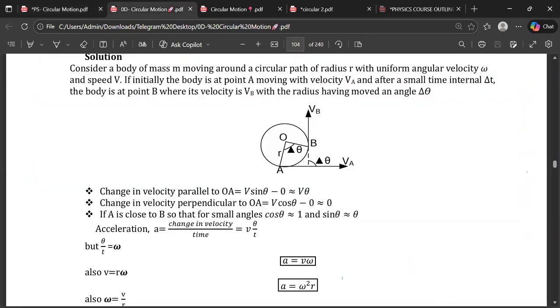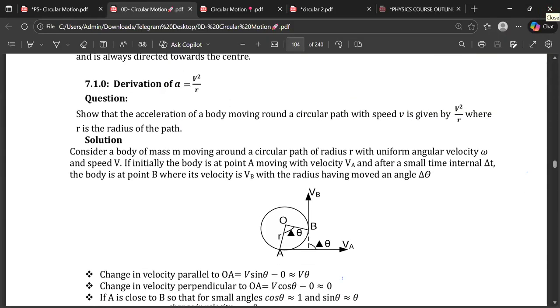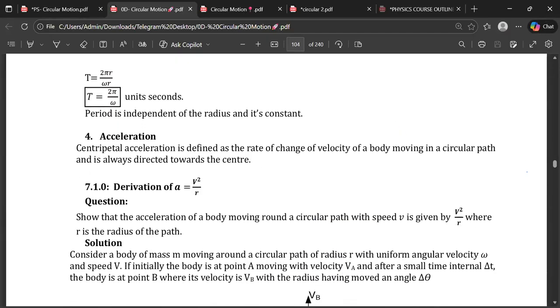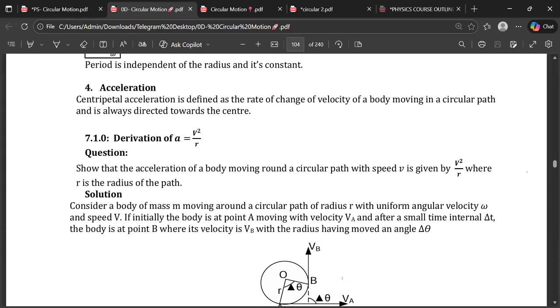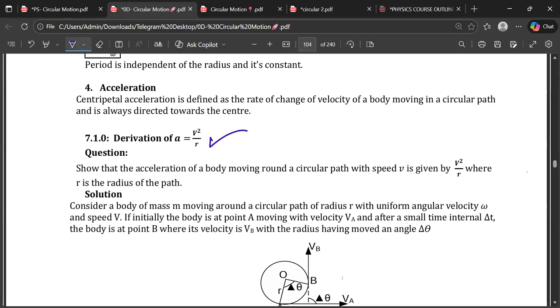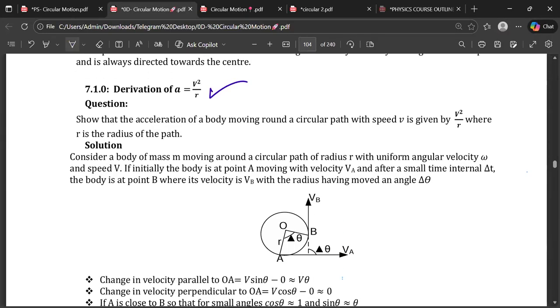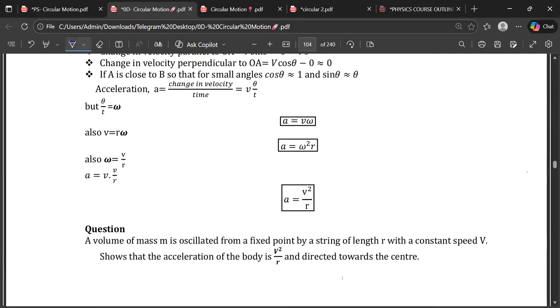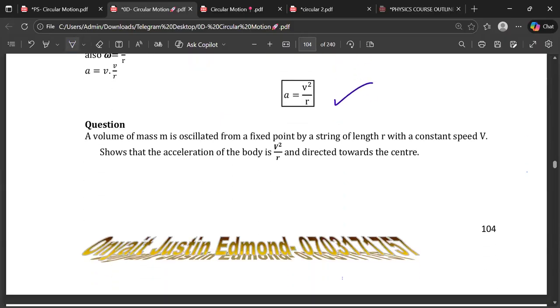Okay. So here, let me help people recall the other formulas of period, frequency and the sort. So that is the derivation of acceleration. You see they derived everything here and came up with our formula. Whatever they used, we don't care.